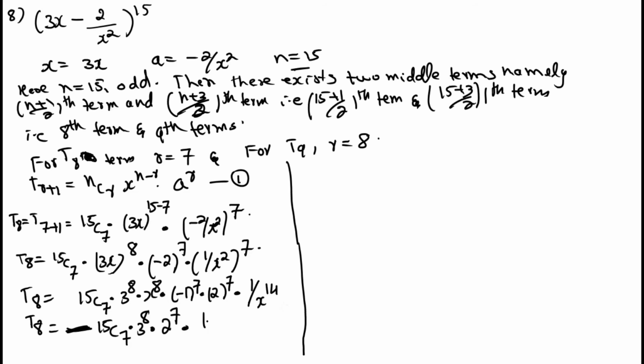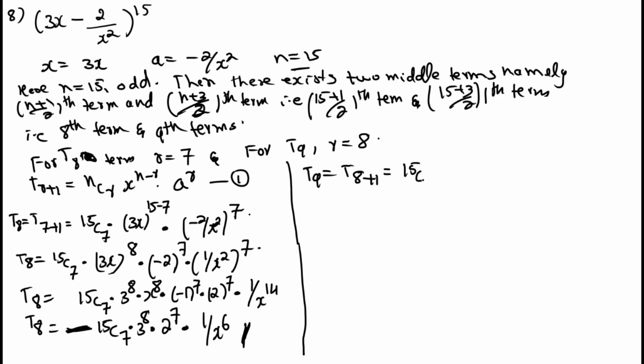That is, in the denominator x to the power 6 is remaining. Okay. So this one is the 8th term. Now calculate the 9th term. T9 equals T8 plus 1, equal to nCr.